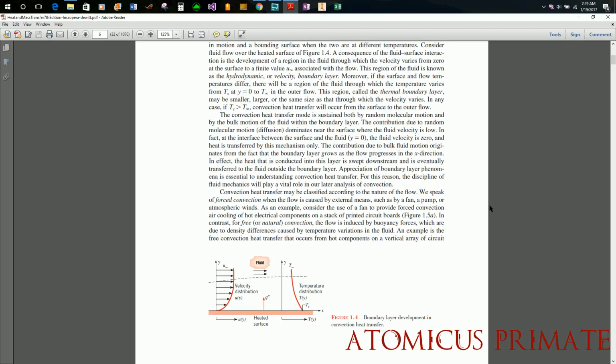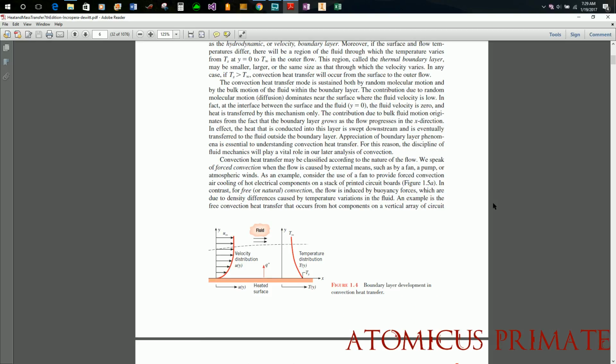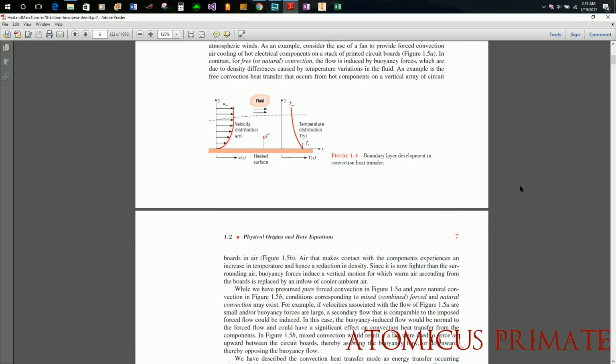In contrast, for free, that is, natural convection, the flow is induced by buoyancy forces, which are due to density differences caused by temperature variations in the fluid. An example is the free convection heat transfer that occurs from hot components on vertical array circuit boards in the air. Air that makes contact with the components experiences an increase in temperature and hence a reduction in density. Since it is now lighter than the surrounding air, buoyancy forces induce a vertical motion for which warm air ascending from the boards is replaced by an inflow of cooler ambient air.